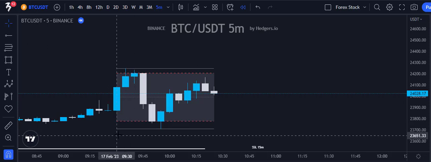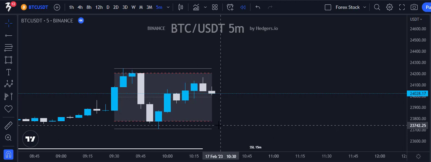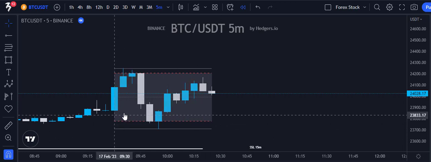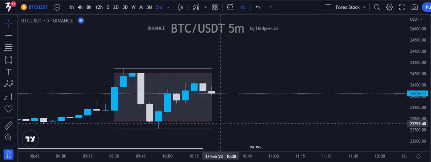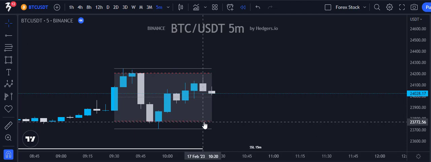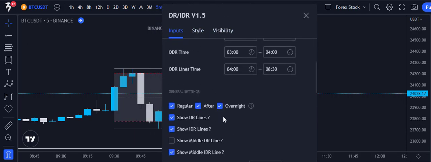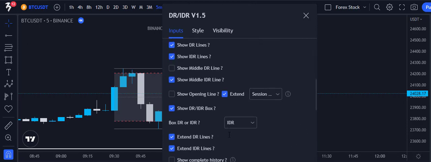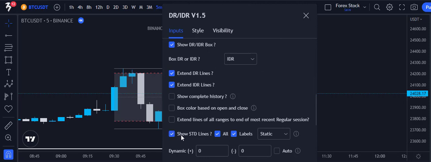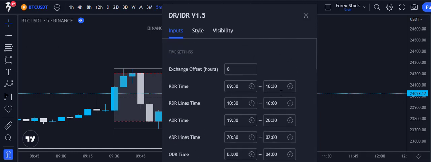This starts from 9:30 towards 10:30. That is your New York session. One hour after the session starts, you will know the levels of the DR and the IDR. First, I want to tell you about this indicator that I'm using to mark these levels automatically. These are my settings here. I'm not using the standard deviation right now. I'm just doing it manually, and I will teach you how to do this.